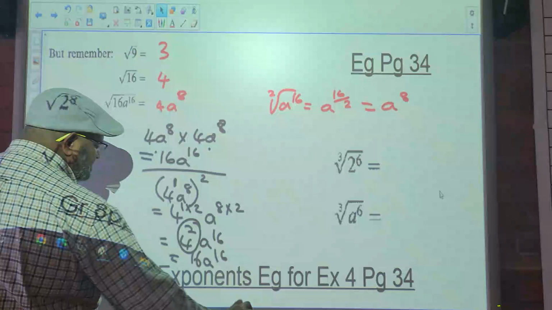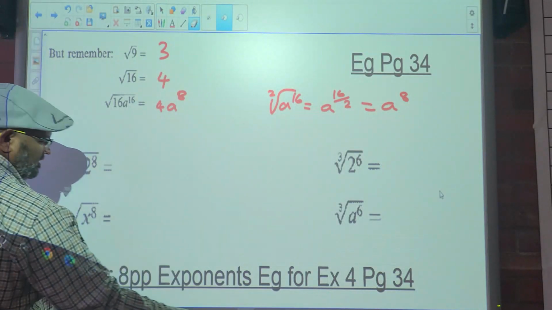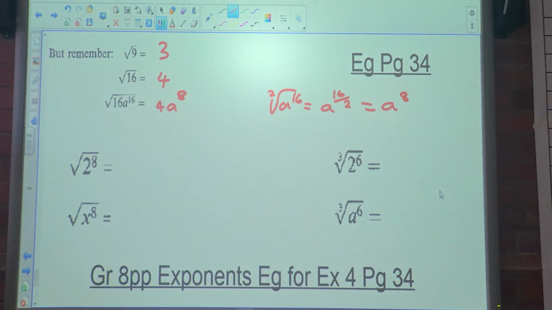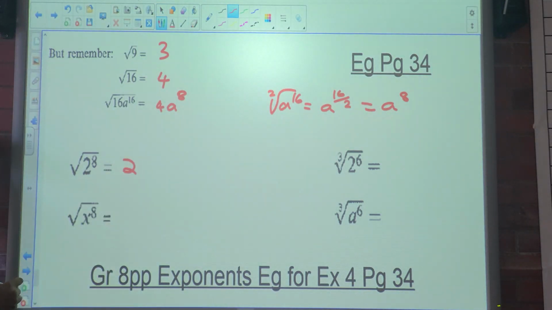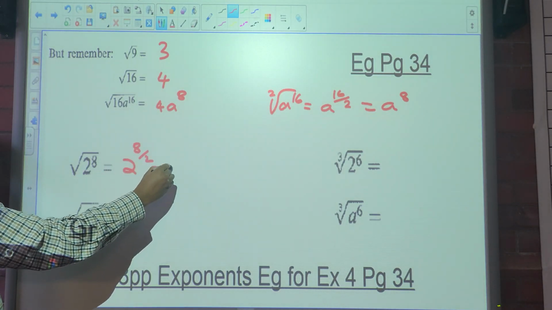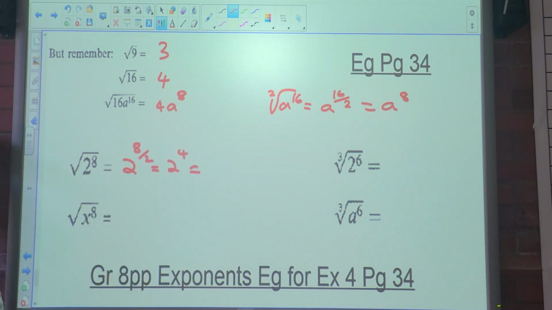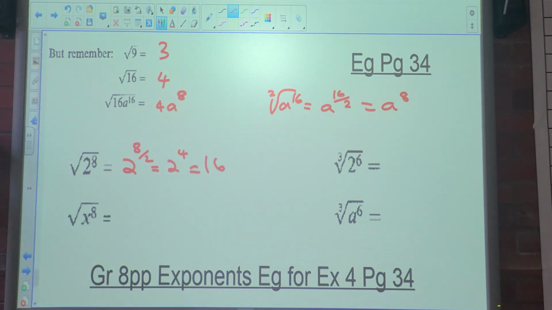So then what should the next answer be to this here? The square root of 2 to the 8. This will be 2 to the exponent 4. How do we get 4? 8 over 2. 2 to the 4 is 2 times 2 is? What's 2 times 2? 4 times 2? And 8 times 2? 16.